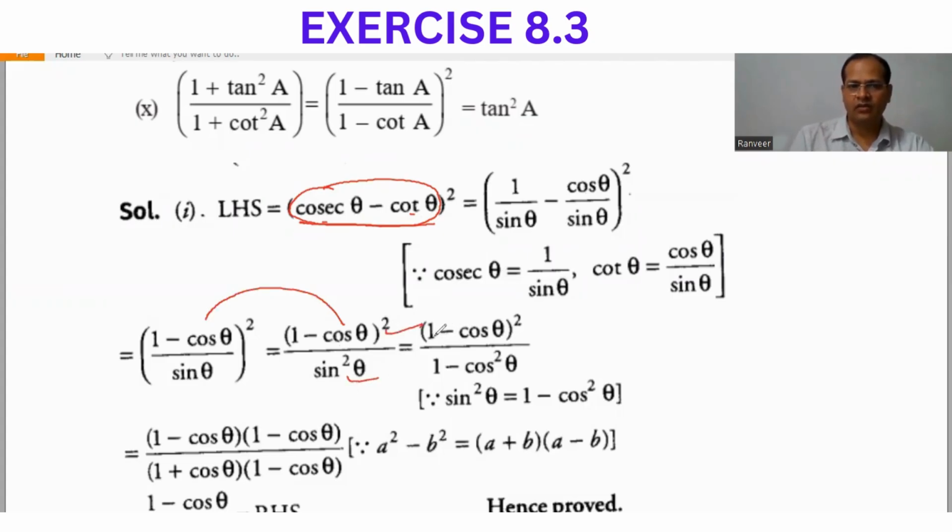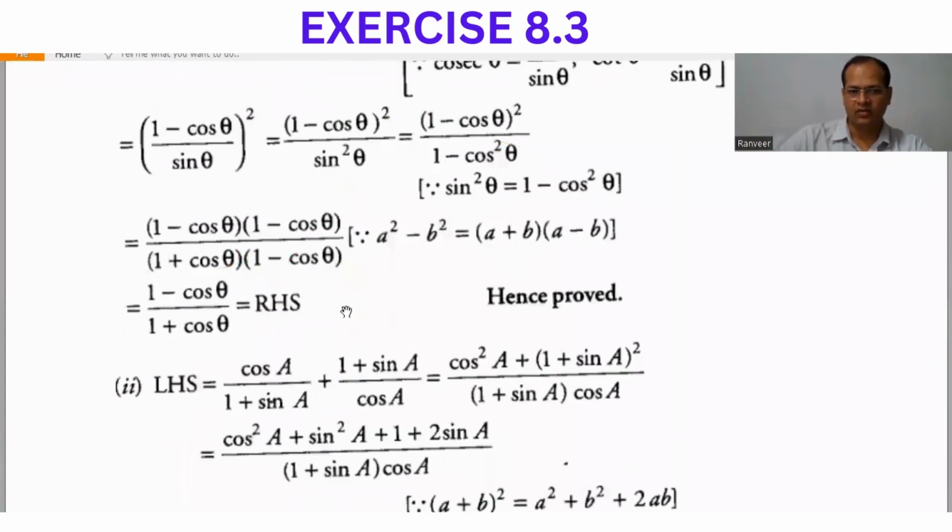So this we can write as (1 minus cos theta) whole square over 1 minus cos square theta. So in the denominator, this is (1 plus cos theta)(1 minus cos theta), and this is (1 minus cos theta) 2 times. Just you cut this one, and this is the proof that is required. This is the right hand side, this is required.